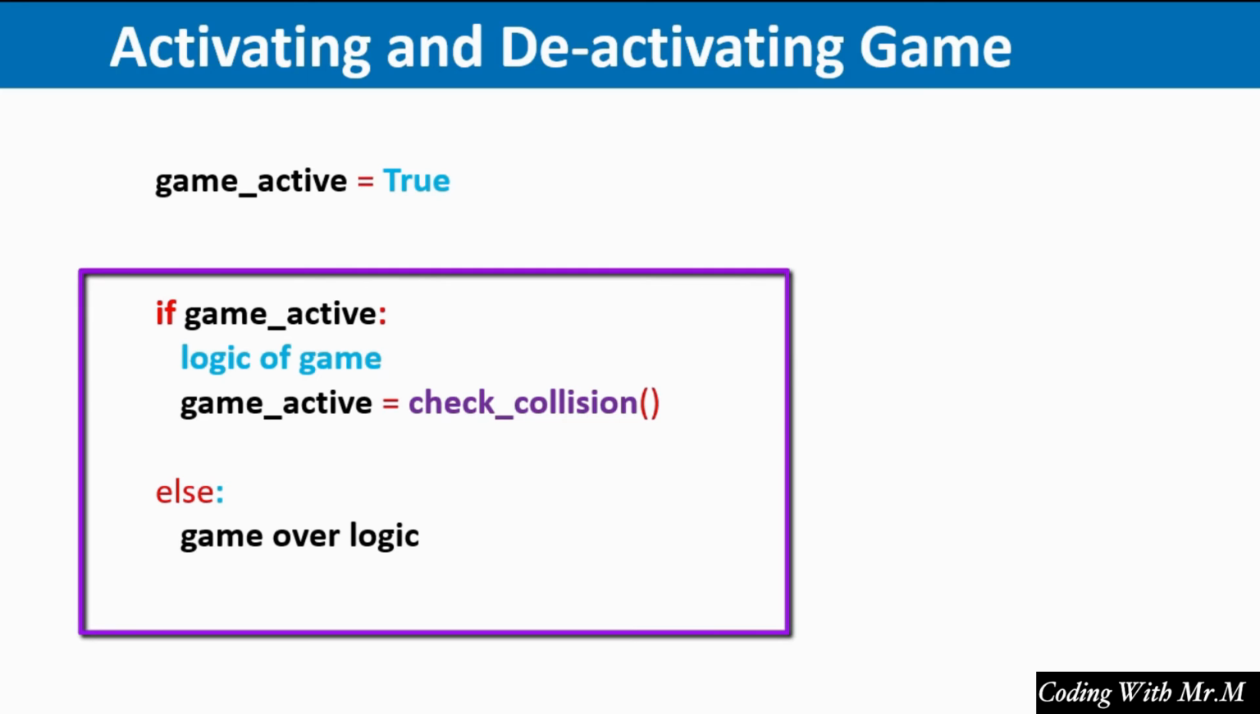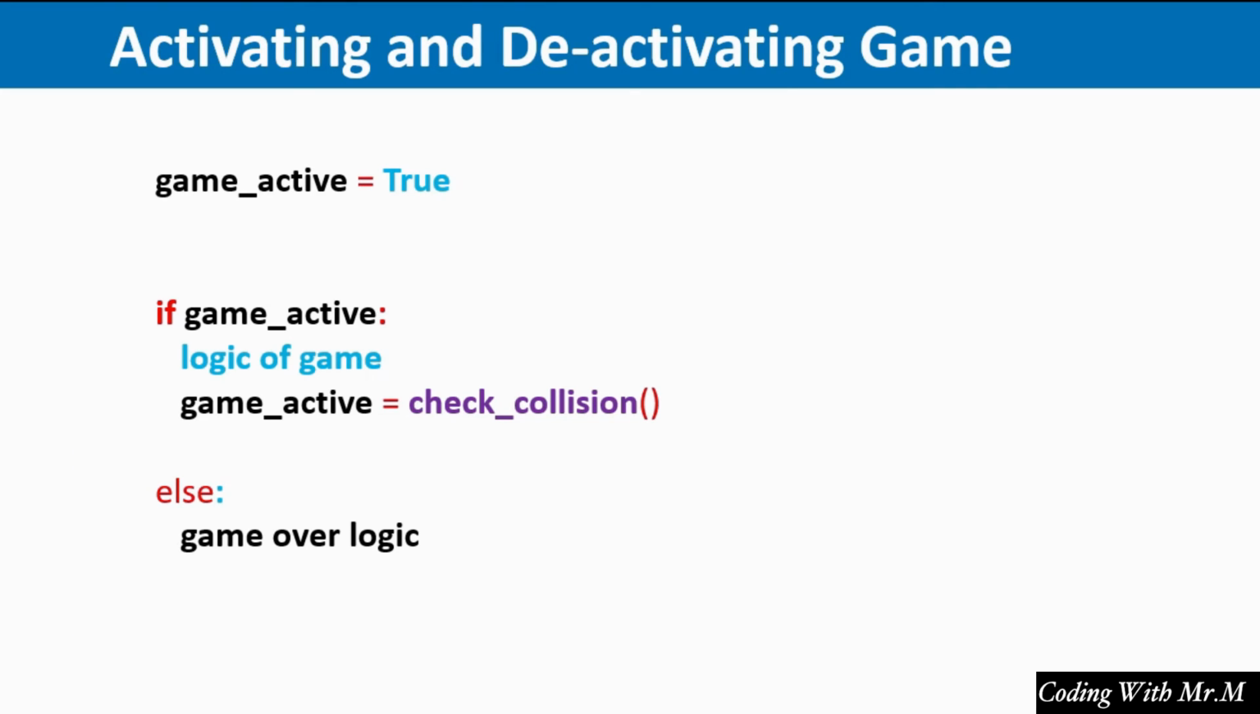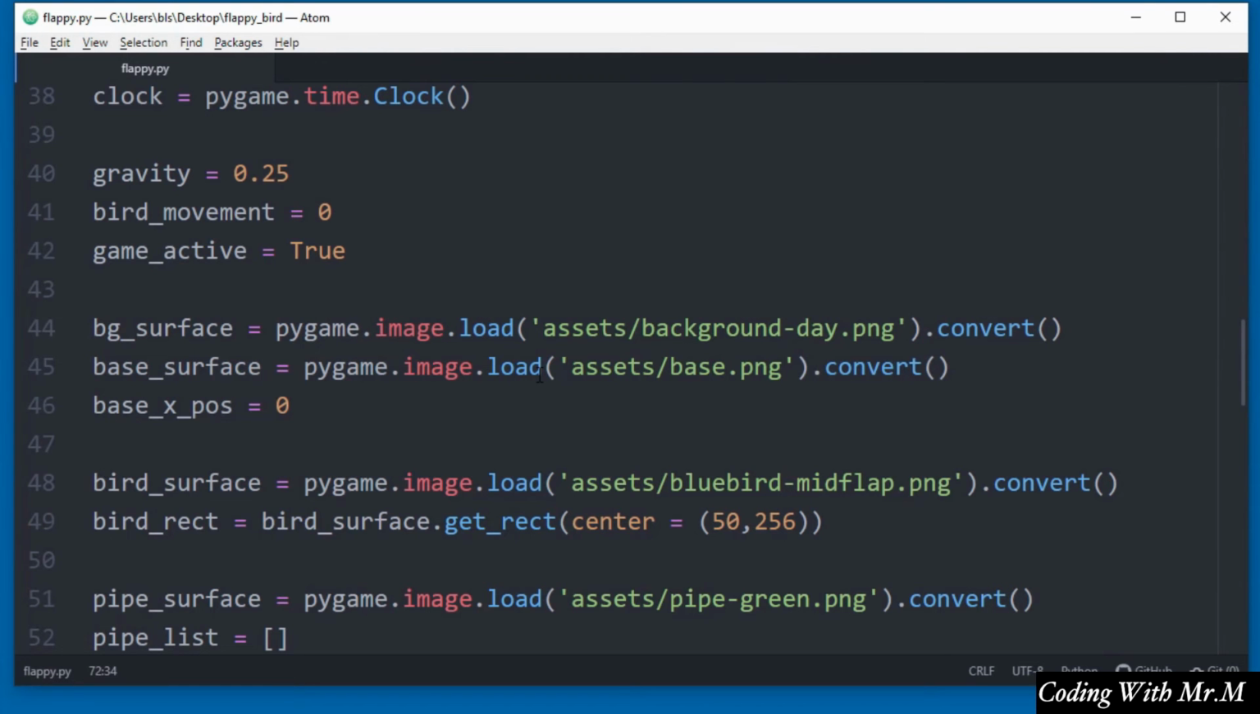So we're going to implement another logic that will end the game. The check collision function is going to be triggered on and off. So when there is a collision, it will trigger the variable game active and that will become false. So anytime a collision occurs, the game will be over. So let's implement this inside our code.